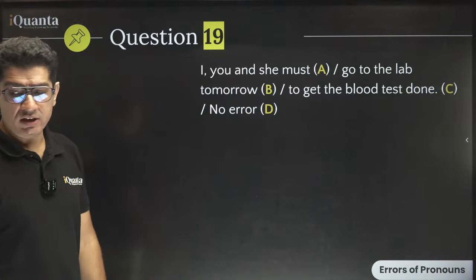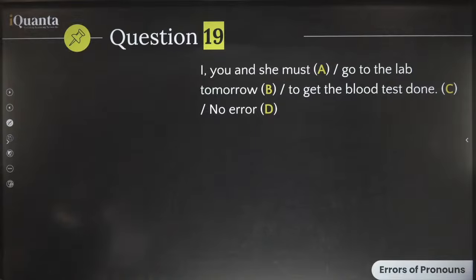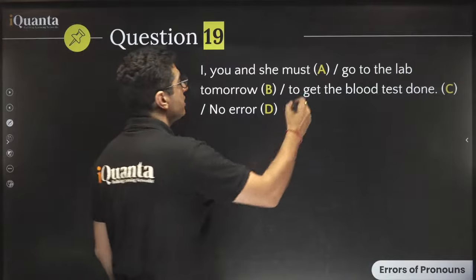Question number 19. What's your take? Okay. Dream crew, Dhanush, Shweta, Shalvi, Muskan. Okay, so you're absolutely right. The correct answer is A.